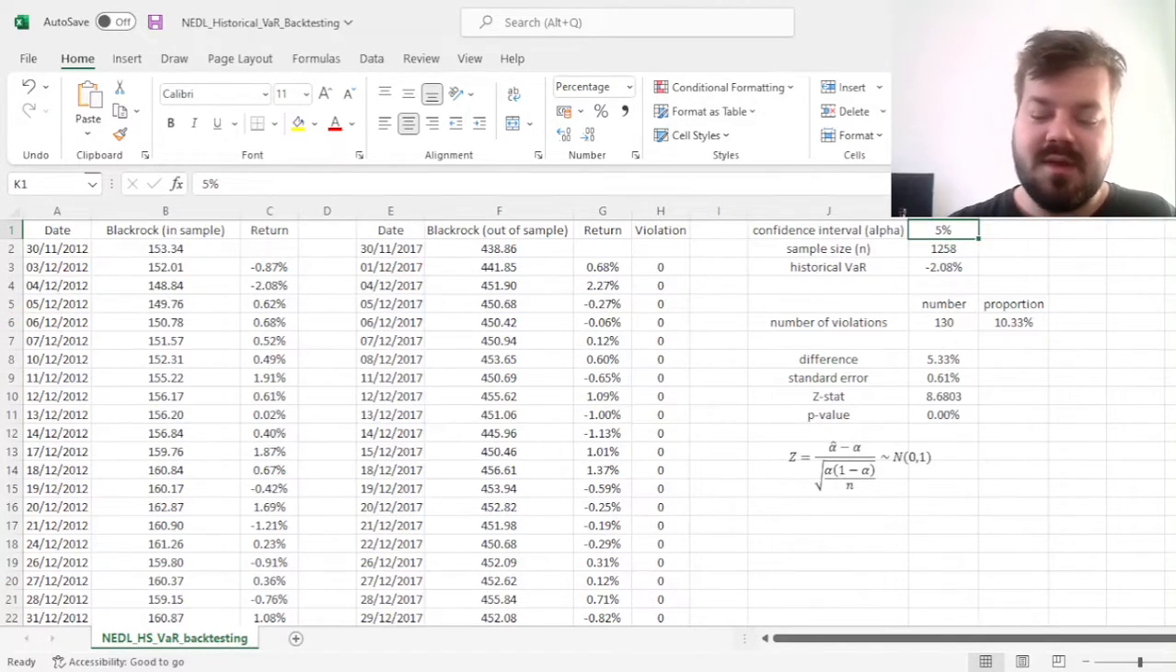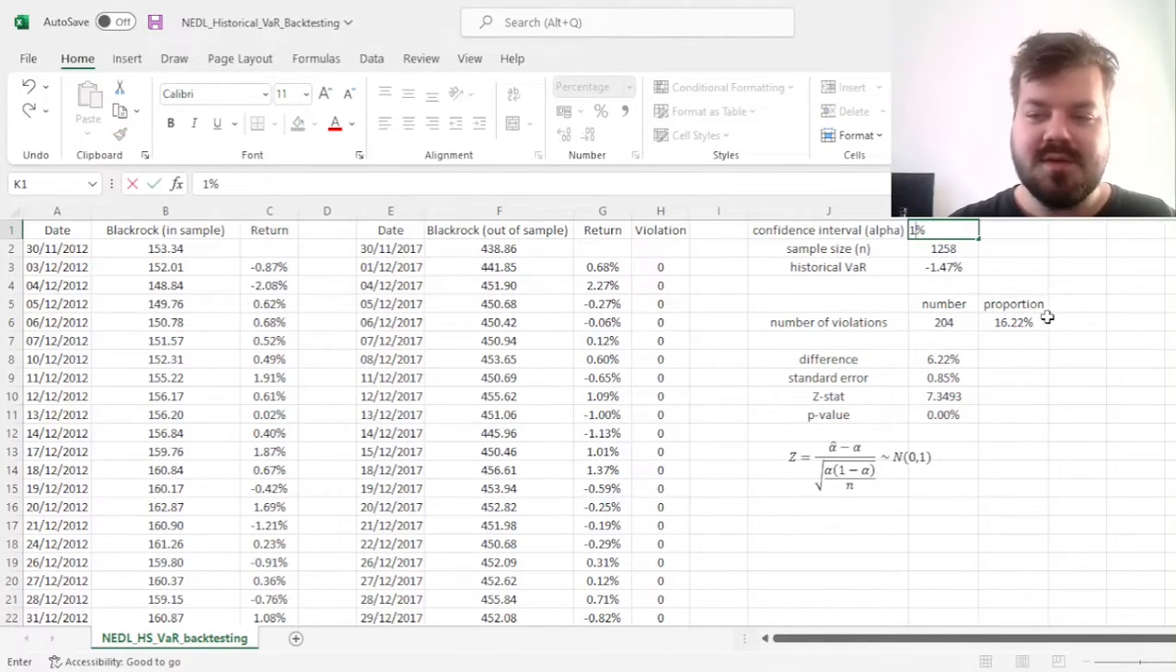We can also see whether it stays the same in terms of our confidence interval. So if we calculate 10% VaR, we can see that our proportion of violations is still quite a bit higher than the 10% that we would expect. 16% of violations compared to a 10% expected proportion of violations, and that also leads us to calculate a z-stat that's very high, leading to a very small p-value.